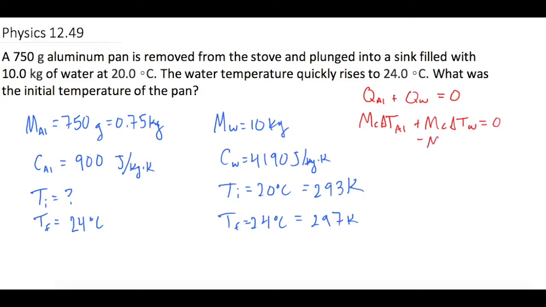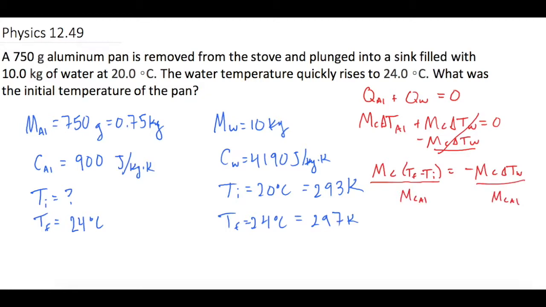Now let's move over the MCΔT for water. So MCΔT, now I'm going to break up ΔT into T final minus T initial, equals a negative MCΔT of water. We'll divide both sides by MC of aluminum. So now we have T final minus T initial of aluminum is equal to a negative MCΔT of water over MC of aluminum.